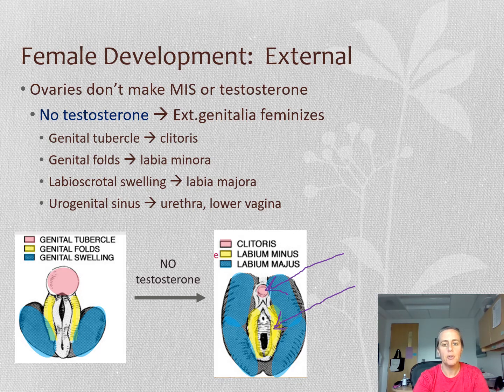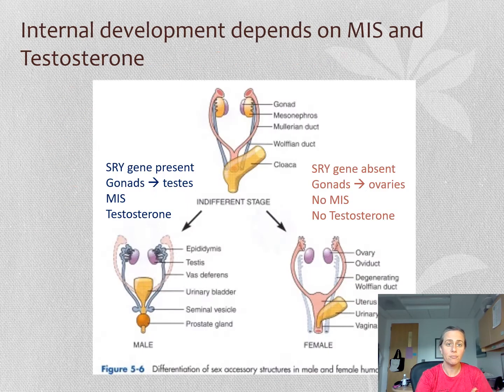The labioscrotal swelling is going to form the labia majora. And of course, that urogenital sinus is going to form the urethra, that's that little tube that you pee out of, and the lower part of the vagina here. Okay, so in the absence of testosterone, the external genitalia is going to feminize.